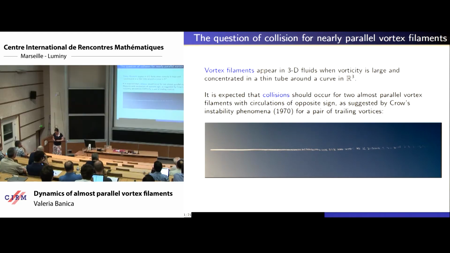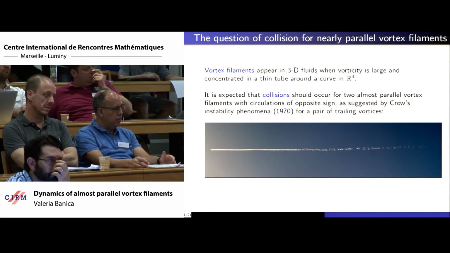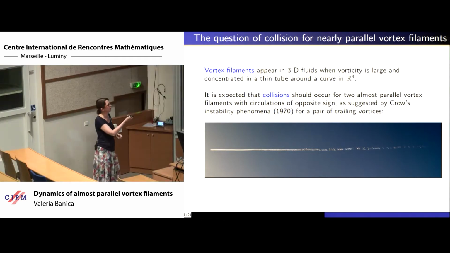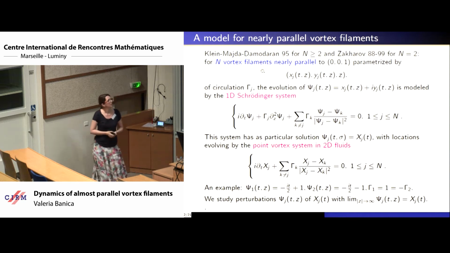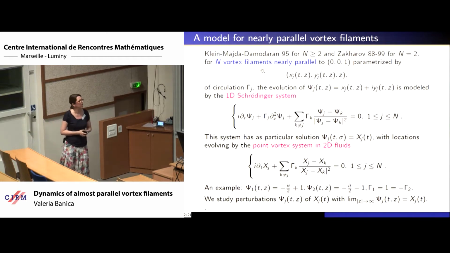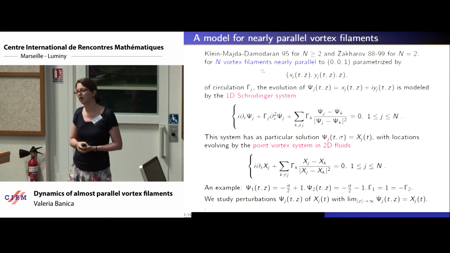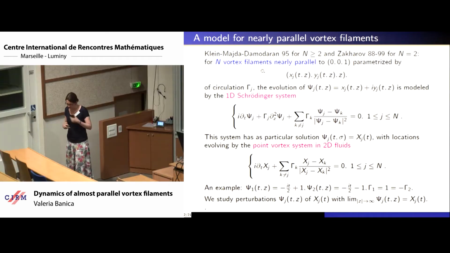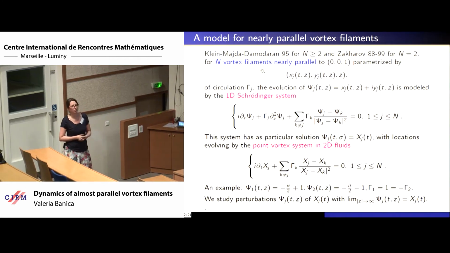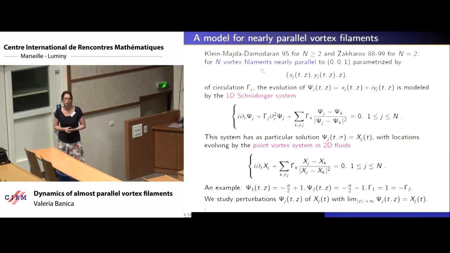There is one main model that I have in mind, and also a second one that I will talk about a little bit later. It is due, initially, to Zakharov for 2 filaments, and then Klein, Majda and Damodaran did a more complete model that is also valid for several filaments, more than 2.